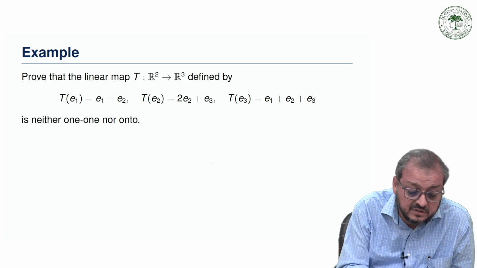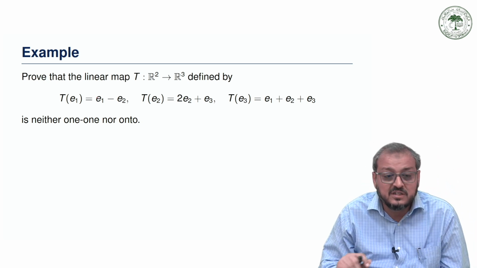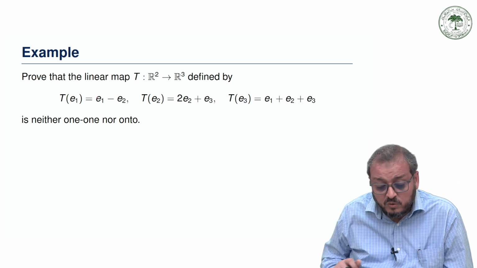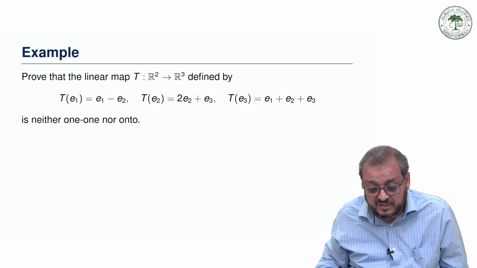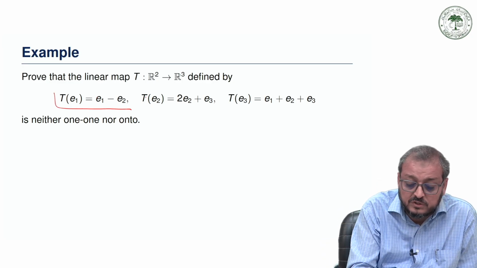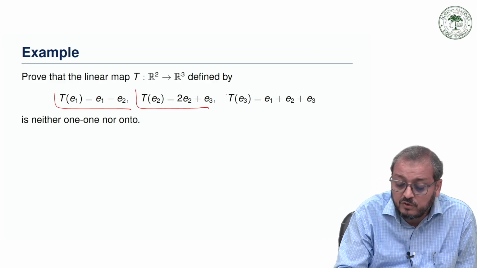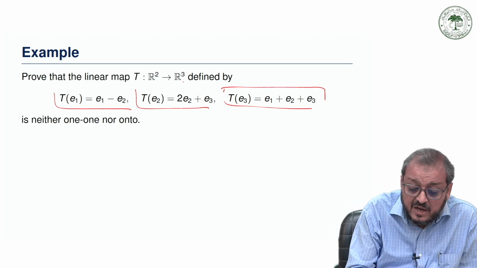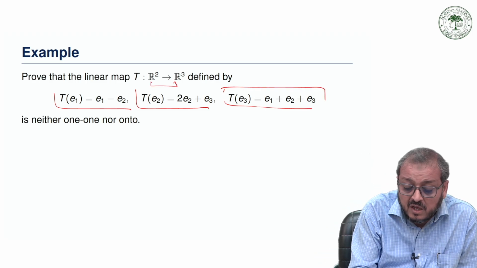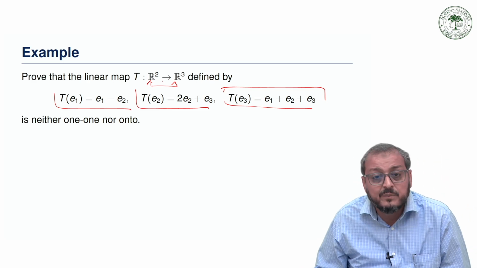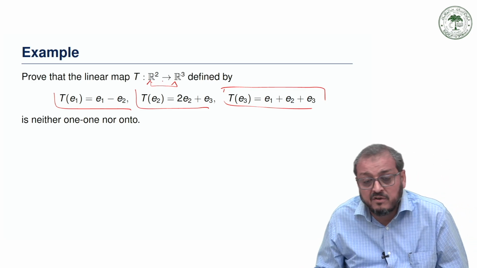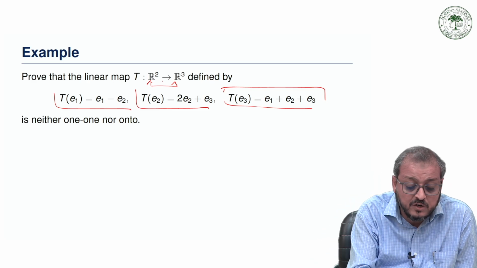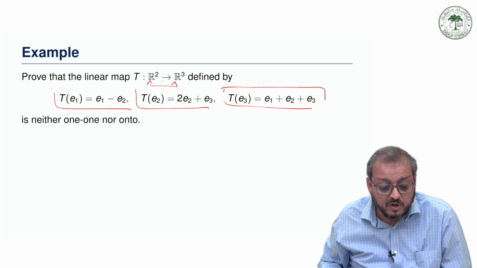Here we try to show that this is neither 1-1 nor onto. We define T of E1 in this form and T of E2 in this form, where E1, E2, E3 are the standard basis. Now clearly, V and W have different dimensions. So first we try to find a general formula for this.